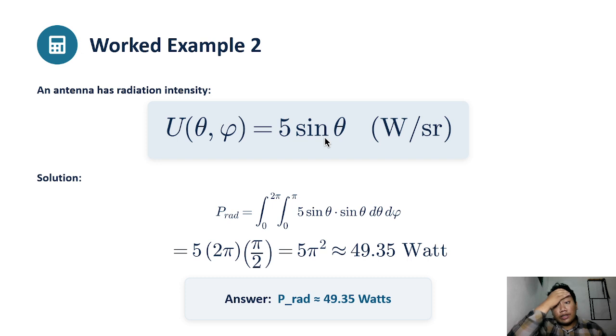Okay, let's try the second example. This time the problem hands us the radiation intensity, U equals 5 sin theta. So we just plug it straight into the integral, and notice it's the exact same pattern as before. We get sin squared theta, whose integral is pi over 2, and the phi integral gives us 2 pi. So multiply it all out and we get 5 pi squared, which works out to about 49.35 watts. So this antenna radiates roughly 49 watts in total.